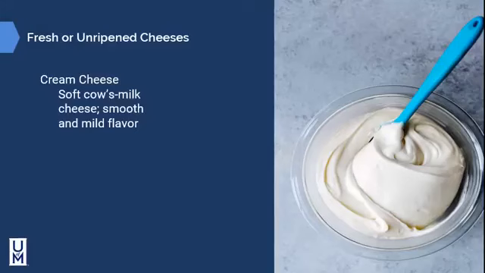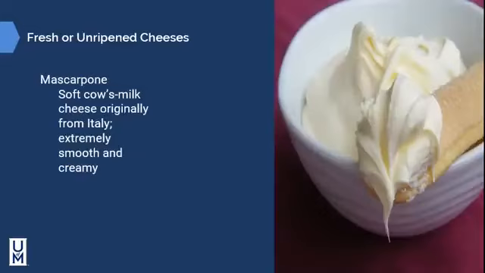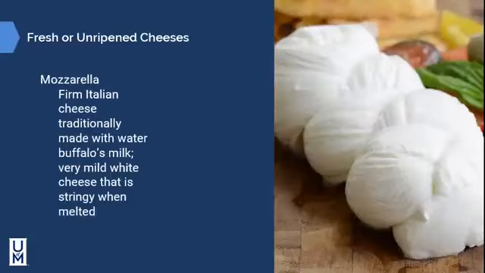Fresh or unripened cheeses consist of things such as cream cheese. It's a soft cow's milk cheese, smooth and mild in flavor. Mascarpone, which is soft cow's milk cheese, originally from Italy, extremely smooth and creamy. You might see this in a tiramisu. Mozzarella, which is a firm Italian cheese traditionally made with water buffalo's milk. Very mild white cheese that is stringy when melted. This is known as a pasta filata. It is a string cheese.